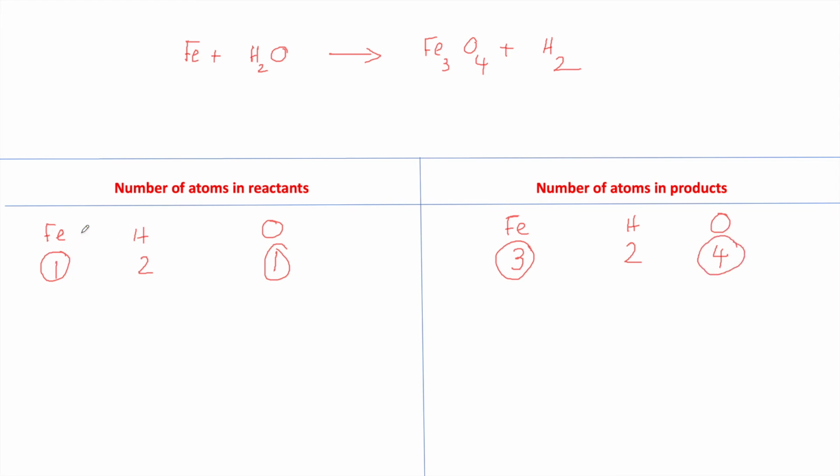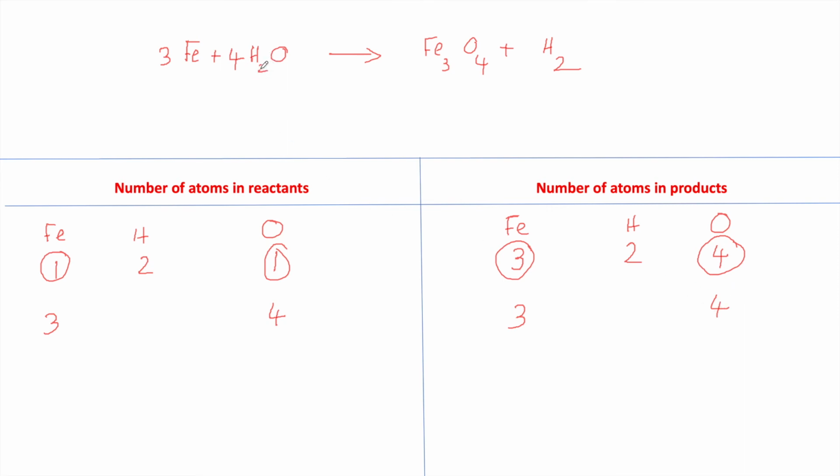So first I will start with balancing iron. Here it's 3, here it's 1. So I can keep a 3 here. Then iron, it's balanced. Okay. Then oxygen, it's not balanced. Here it's 4, here it's 1. So I can increase the number of atoms here by keeping number 4. Then oxygen also balanced.